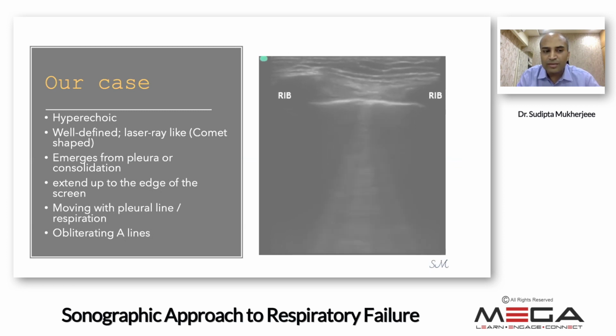But what happened in our case, when we did this assessment, we found a picture like this. What we can see are hyperechoic, well-defined laser-like lines, which are described as comet-shaped, starting from the pleura, moving with respiration on the pleural line, and it has obliterated the A lines. So all these points are important.